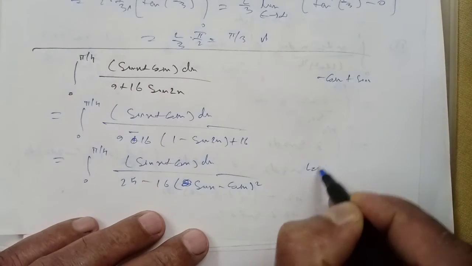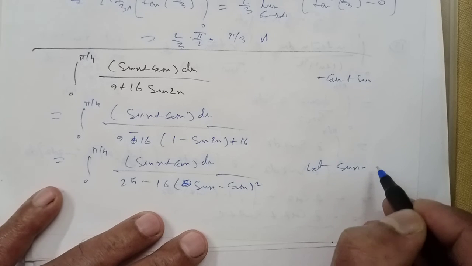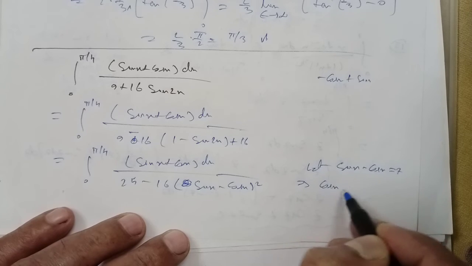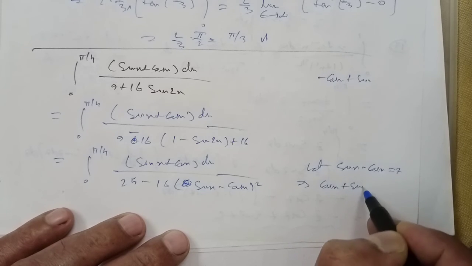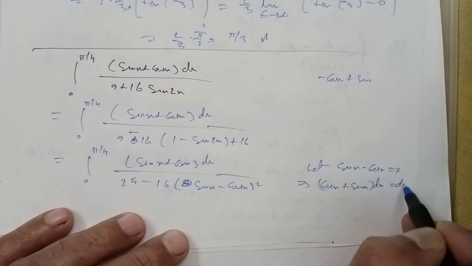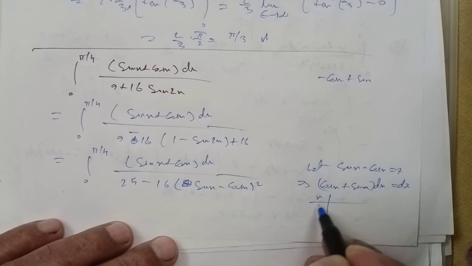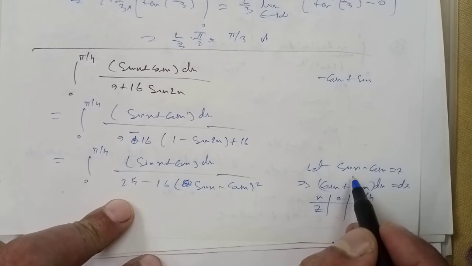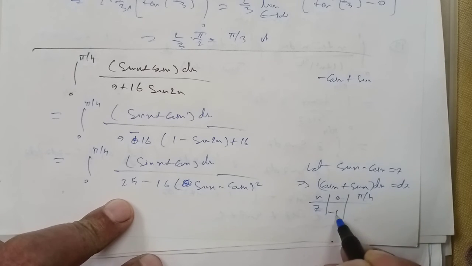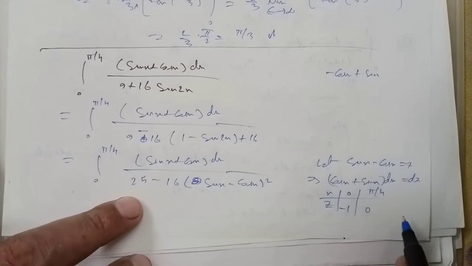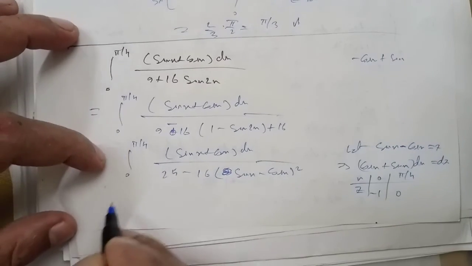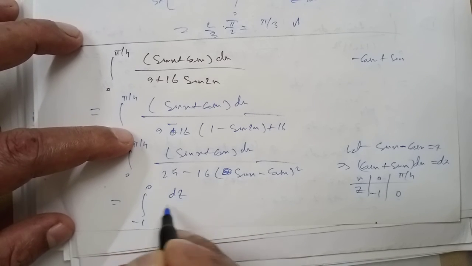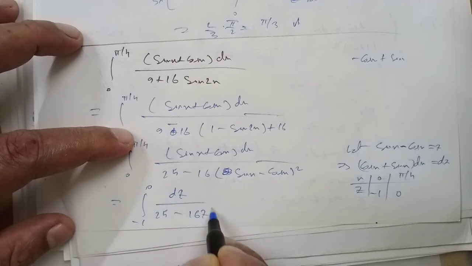Now let sin x minus cos x be z, so you get cos x plus sin x dx equals dz. Now do the limit change, x to z. Limits of x are 0 to pi by 4. If you put 0 here, this is 0, this is 1, so minus 1. If you put pi by 4 here, this becomes 0. Okay, so finally you get the integration minus 1 to 0, this is your dz, this is 25 minus 16 z square.